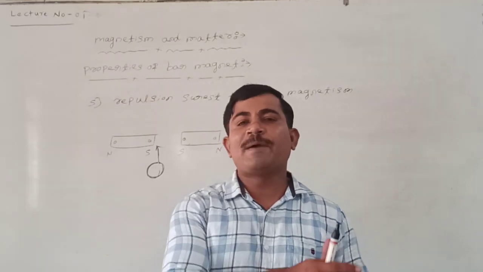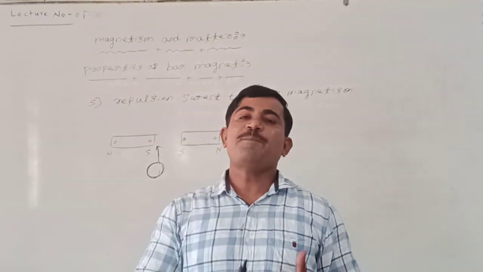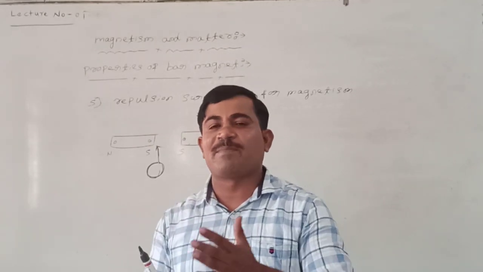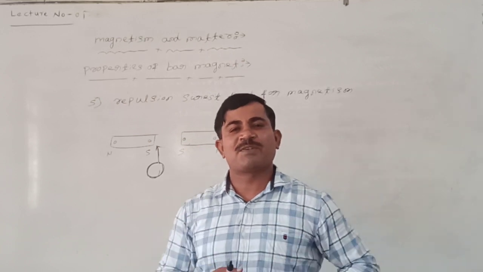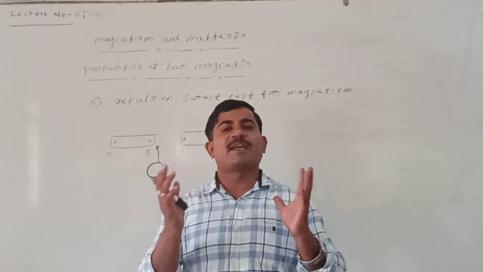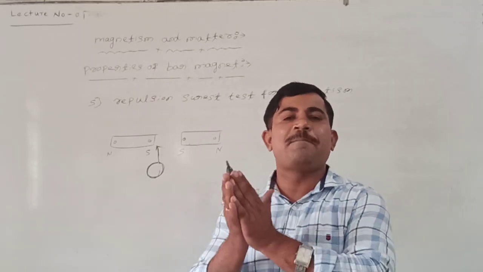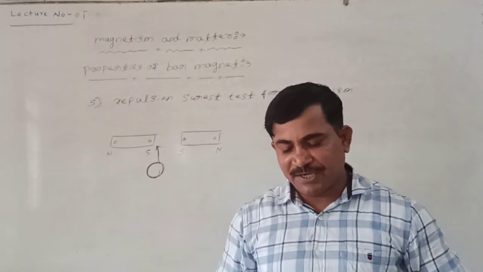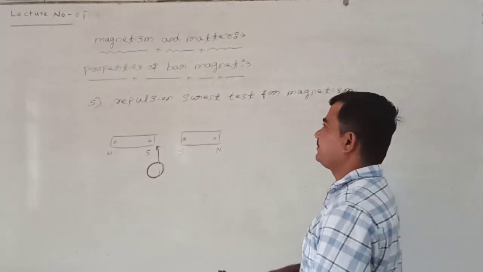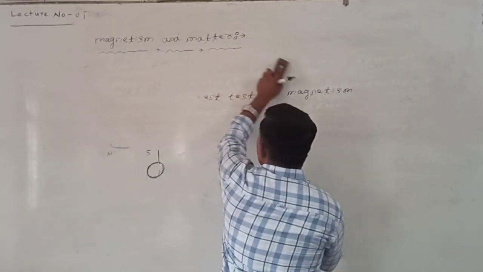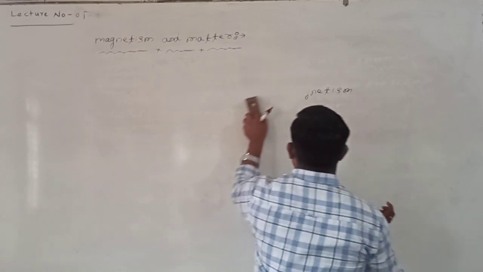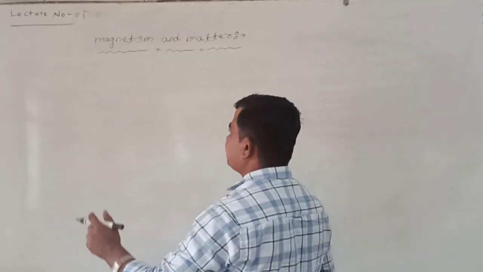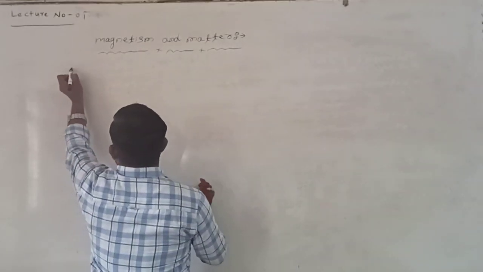Then how is the picture of the magnetic field? The picture of the magnetic field you can get simply by taking a bar magnet and very small iron pieces. By taking that, we can understand the concept of magnetic field and magnetic field lines. So let us now learn the concept of magnetic field lines.